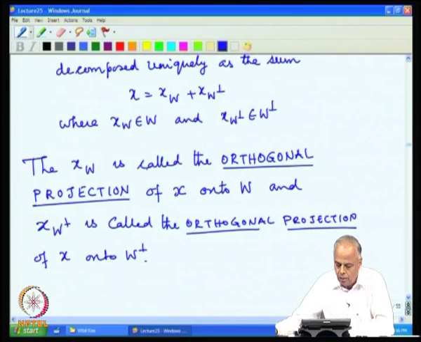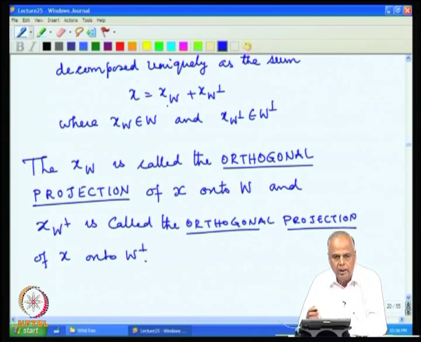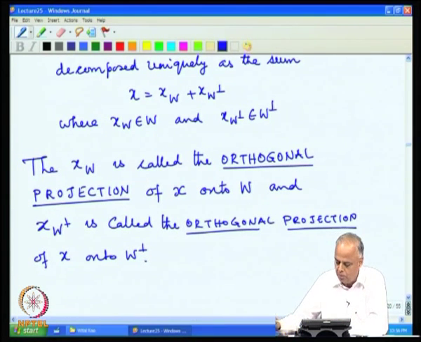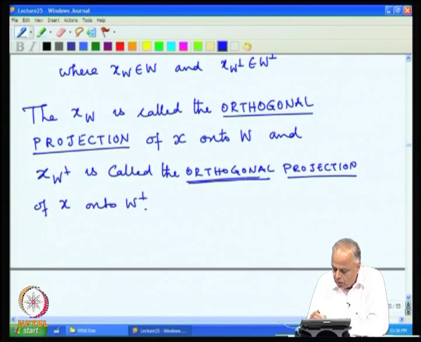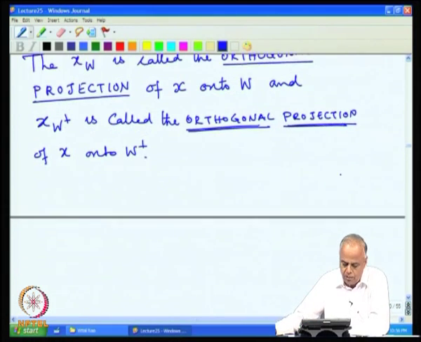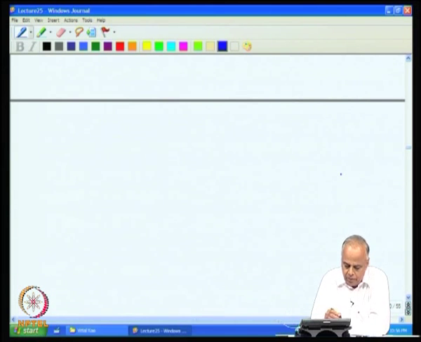We see that if we know one orthogonal projection, suppose we know x_W, we can get x_W perp as x minus x_W, and alternately if we know the projection x_W perp, then we can get x_W as x minus x_W perp. So, that is the notion of the orthogonal projection. So, let us look at what this says geometrically.